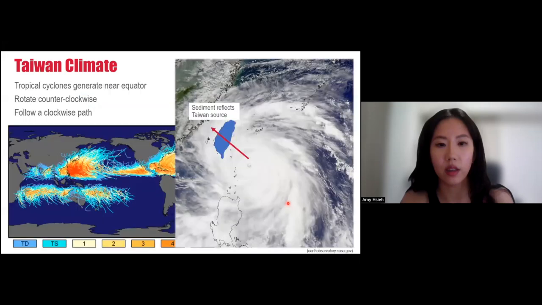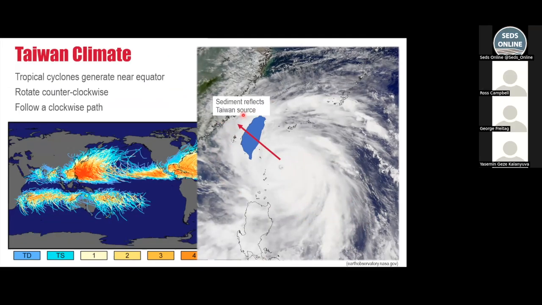Now, in the northern hemisphere, where Taiwan is, tropical cyclones follow a counterclockwise path. So this means that the cyclones initiate over open water, move across the island, eroding sediment as they go, and then move back towards the ocean. Therefore, the geochemistry and mineralogy of sediment deposited in the Taiwan Strait today largely reflects the Taiwan source.